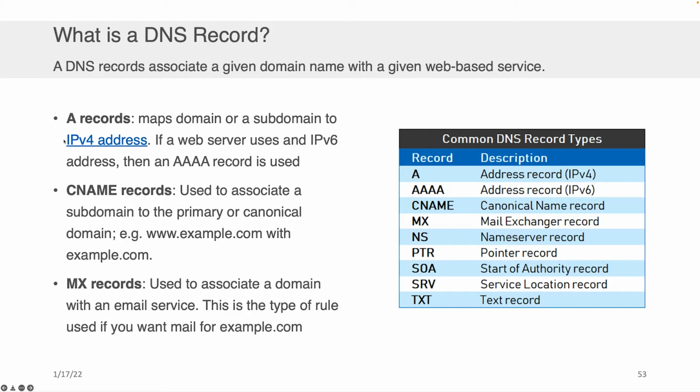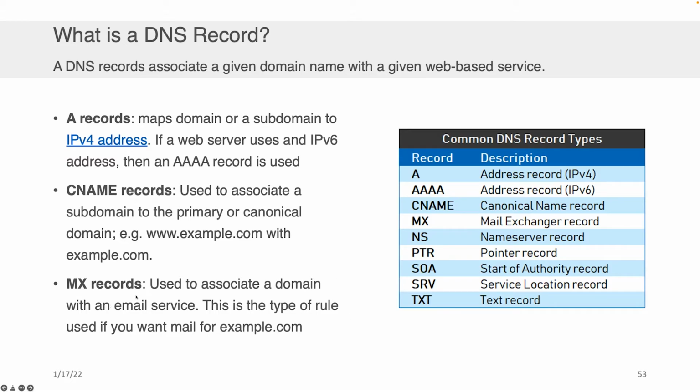that's when you use the quadruple A record instead of an A record. The second thing that you'll want to know about is the CNAME record. This is used to associate subdomains to the primary or canonical domain. For example, you want folks to know that www.example.com is actually the same thing as example.com, right? They should return the same content. And so the DNS record system needs to be made aware of that through a CNAME record.